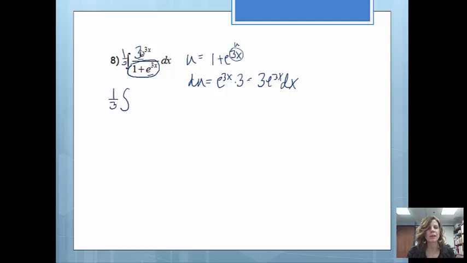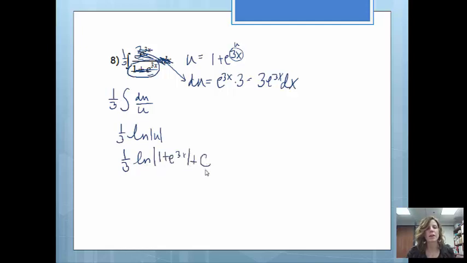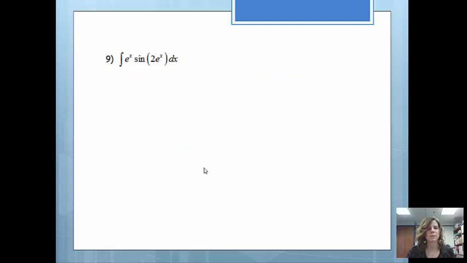If I replace my information, 3e to the 3x dx is actually du, and the denominator we called u. So notice now we have 1/3 the integral of du over u. Using formulas from a previous video, we know that the integral of du over u is equal to the natural log of the absolute value of u. So I'm going to bring the 1/3 down. Now just rewriting, I'll have 1/3 natural log of u, which was 1 plus e to the 3x, and then plus c.